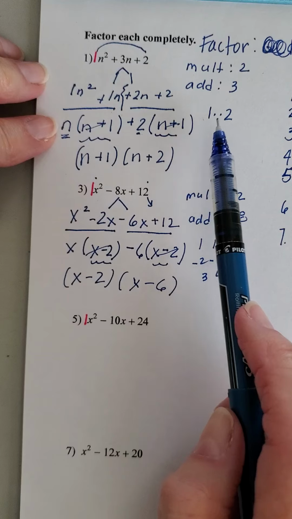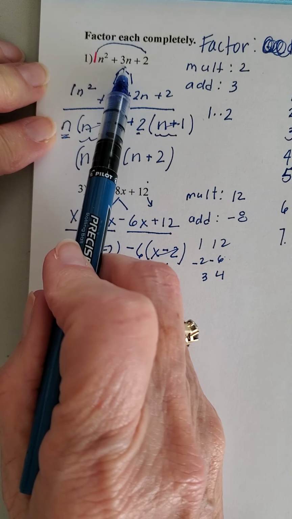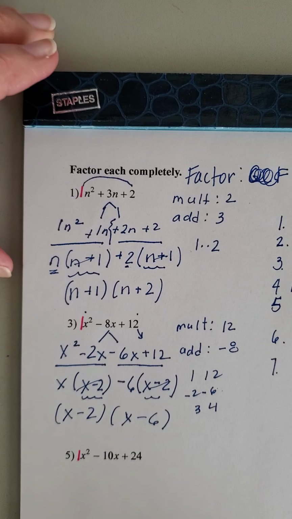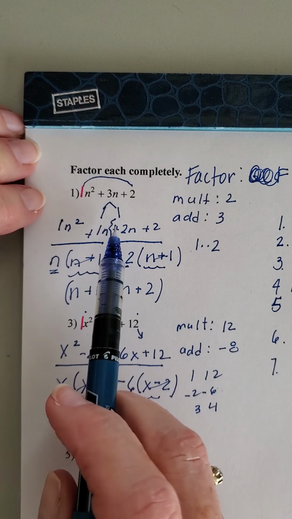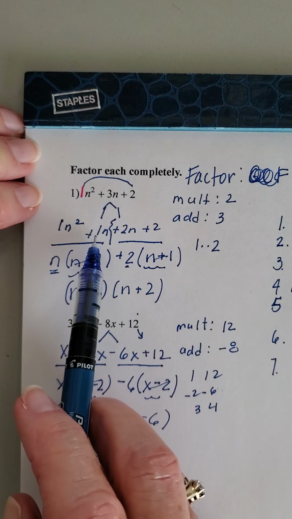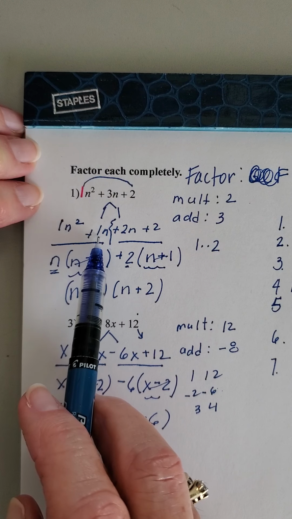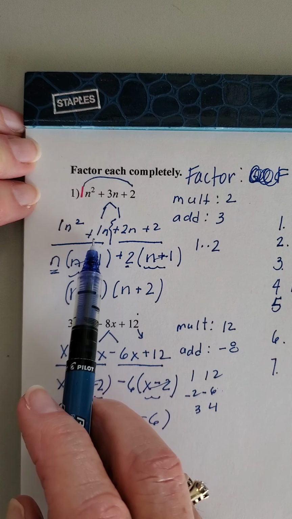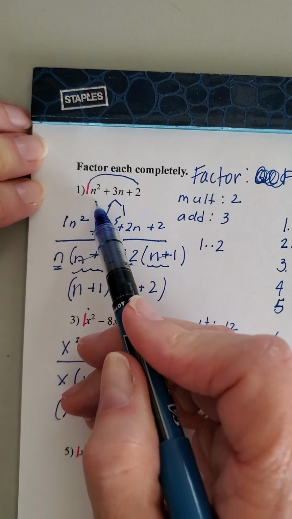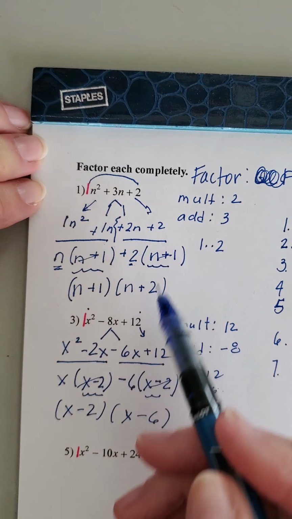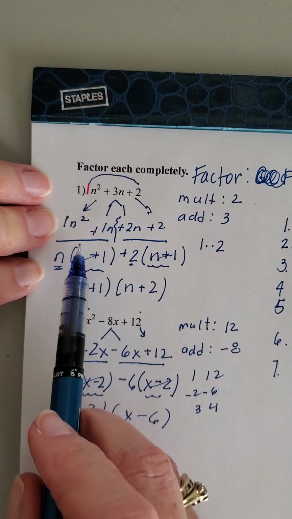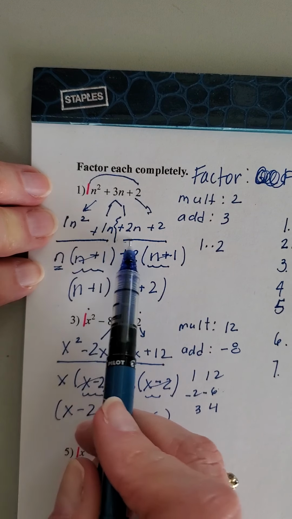So we're going to take that and redefine this middle term. Okay? So instead of putting a 3n, we're going to rename it as a 1n and a 2n. We bring down the first factor. We bring down the last factor, or term. Okay? Now we look at this in two parts.